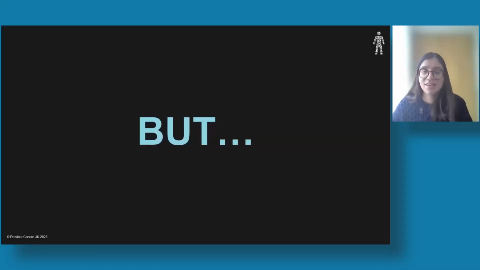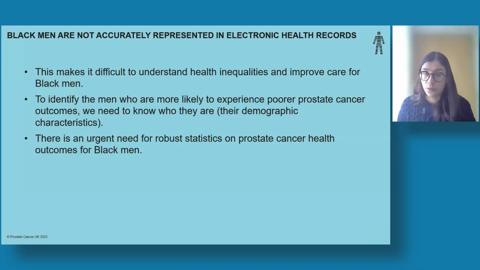Now, this is all amazing. It's just great, everything that you can do with real-world data, but there are still some issues that we need to change, and some things that we need to talk about and address in order to improve the quality of the real-world data to truly get meaningful answers from the research and analysis that is done with these data sets. First of all, Black men are not accurately represented in electronic healthcare records.